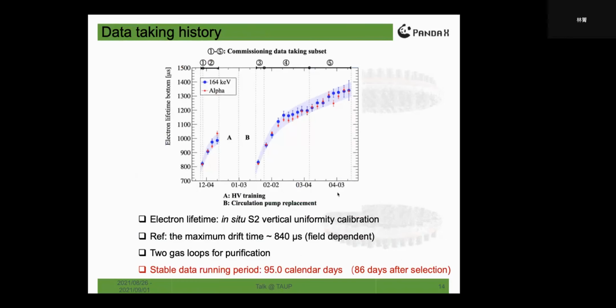The purity of the liquid xenon was also very good during the commissioning run. The electron lifetime was mostly above 800 microseconds. The total data taking period is 95 calendar days. After the data selection and the discharge file removal, 86 days remained.